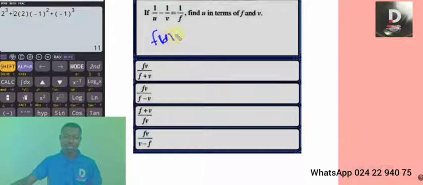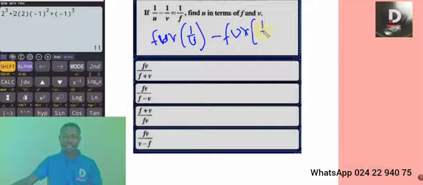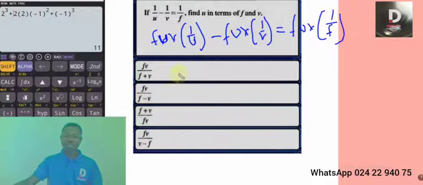FUV, that's SCM, multiplied by the first one over U, minus the same FUV multiplied by 1 over V, second term, equal to the same FUV multiplied by the third term, which is 1 over F. So cancellation, U cancels U. Don't cancel with pen. Examiners say don't do so. U cancel U, remaining FV.